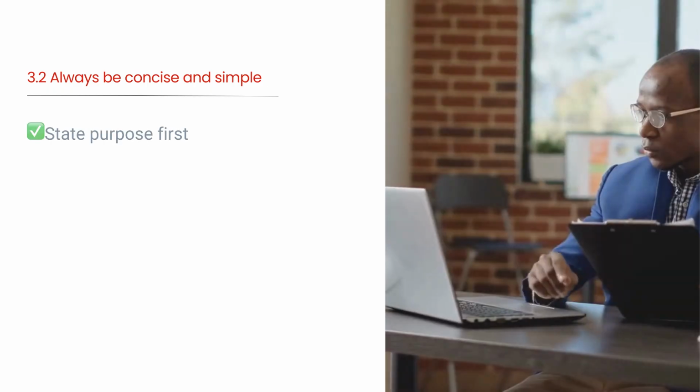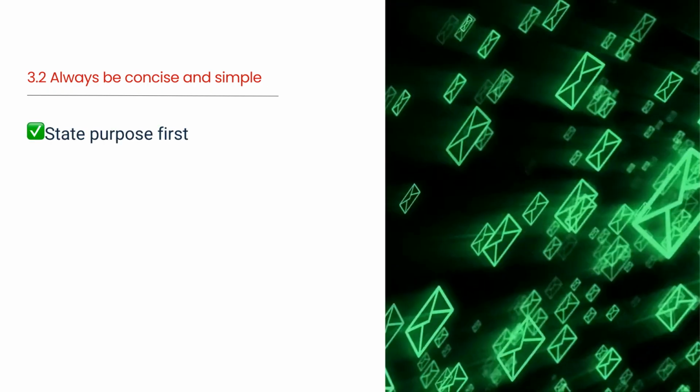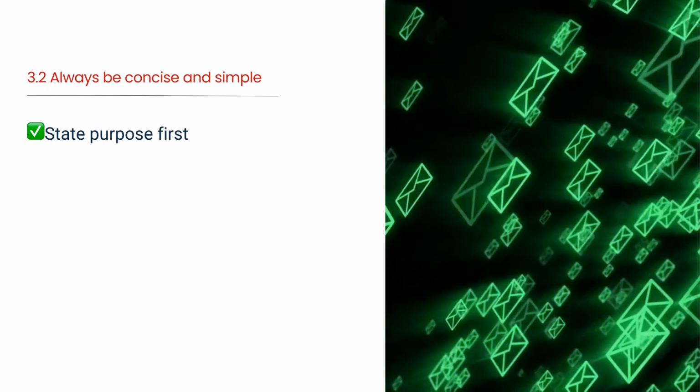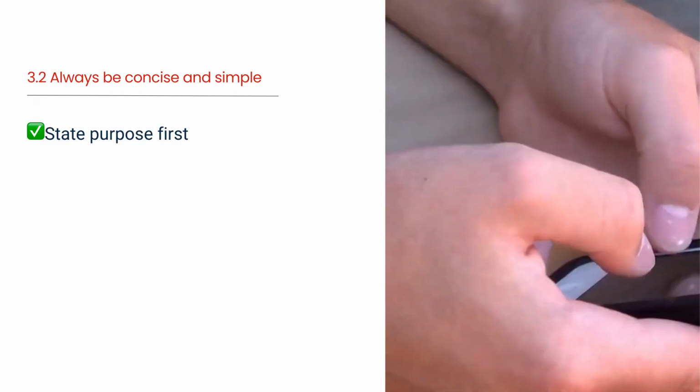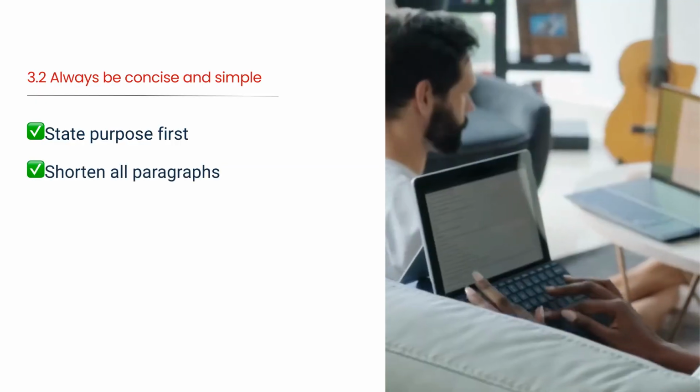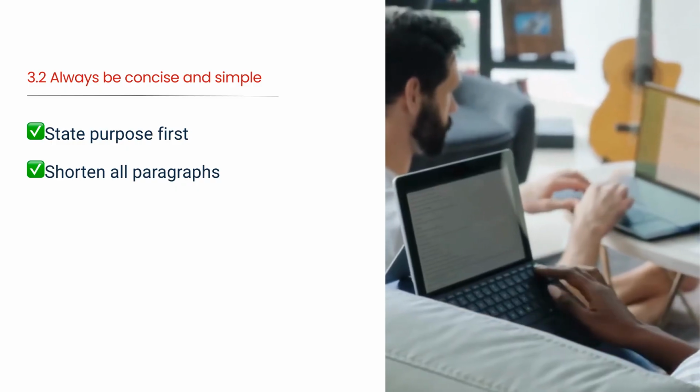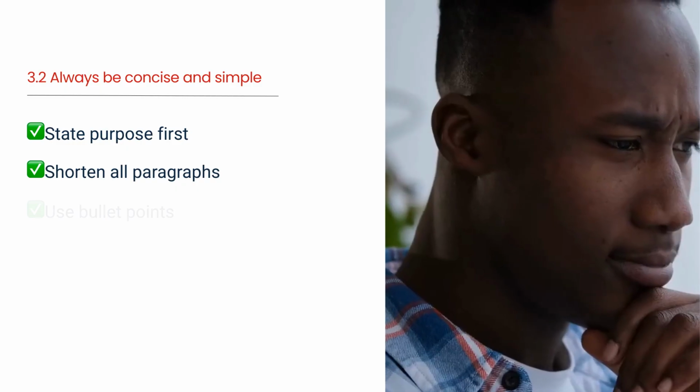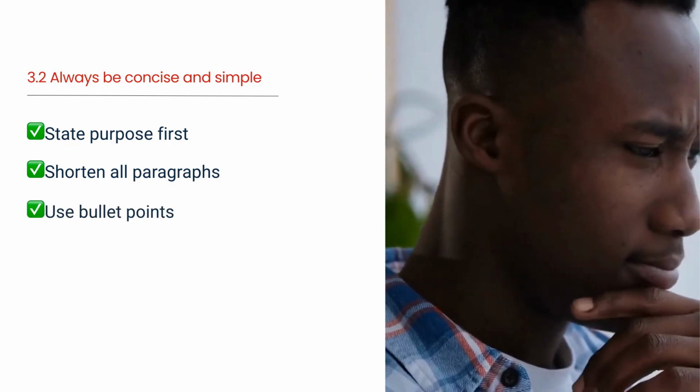Always be concise and simple. To respect your reader's time, you must state purpose first. Don't bury the lead. Put your request in the opening line. Next, visual clarity is key, so shorten all paragraphs to keep plenty of white space on the screen. For any list of items or steps, use bullet points to make the information scannable at a glance.